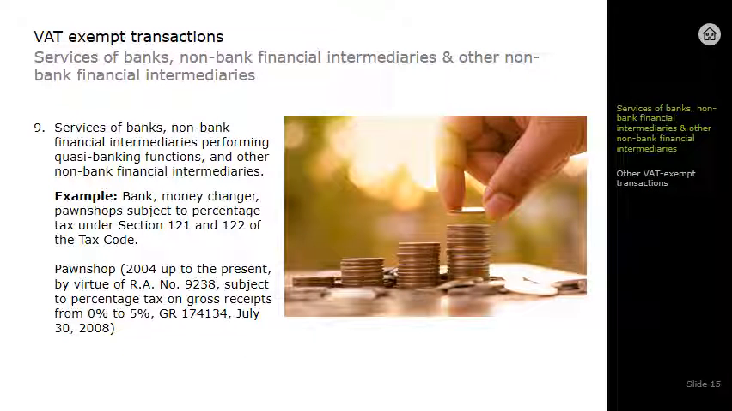Next exemption will be services of banks, non-bank financial intermediaries, and other non-bank financial intermediaries. Well, they are exempt because they are subject to other percentage tax. Okay? So, under Section 121 and 122 of the tax code. And remember, pawnshop, from 2004 up to present, they are subject to percentage tax on gross receipts of 0 to 5%. Okay?